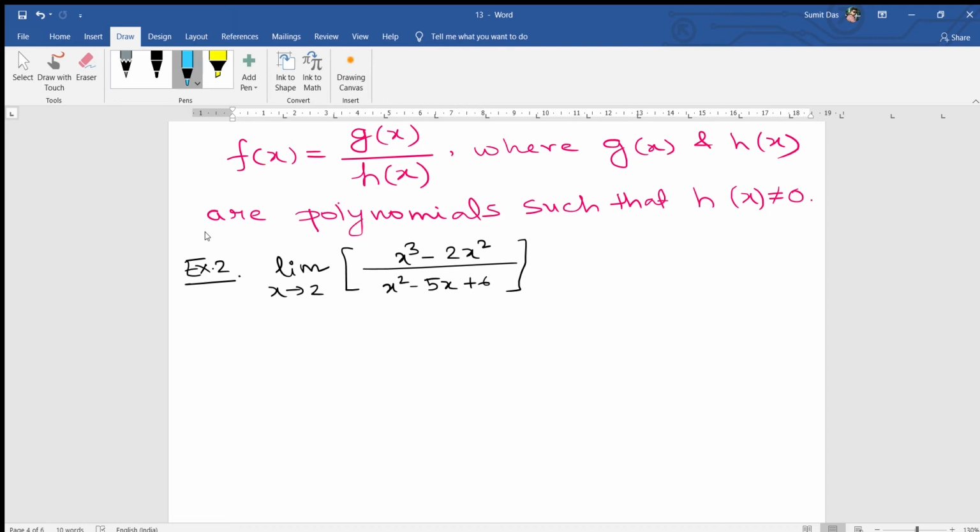If you put the value directly from here, I'm only here. Okay, this is rough work, and you have to do it in rough work, not in the final answer. So it will be 2 cube minus 2 into 2 square. Denominator will be 2 square minus 5 into 2 plus 6.